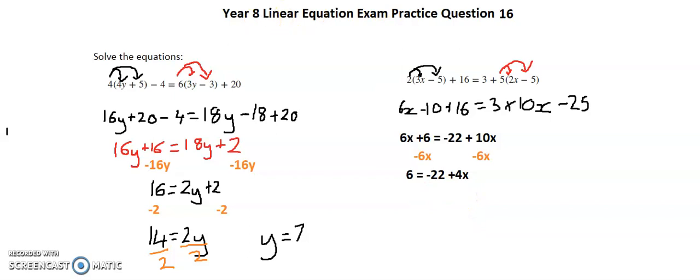Likewise, I am wanting to get my constant onto one side, so I'm adding 22 on both sides, because the opposite of negative 22 is plus 22. So that gives me the equation of 28 is equal to 4x. The only thing I need to do now is divide both sides by 4 to get x by itself. So 28 divided by 4 is 7. So x must equal 7.